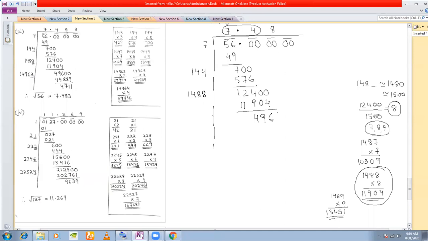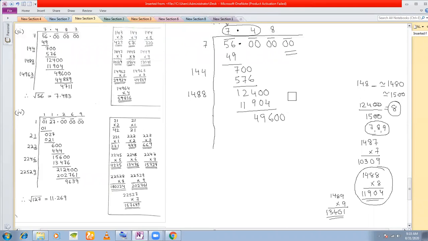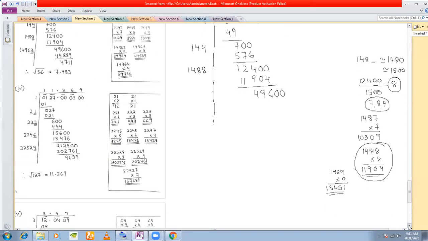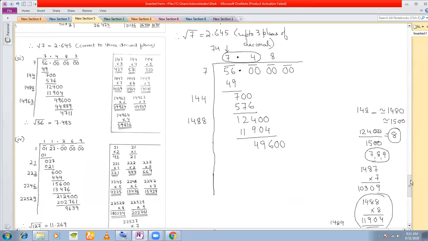And you bring down another 2 zeros. This last pair was left here. You bring down this pair of zeros, the last pair. Similarly, we are going to proceed here also in order to find out the third decimal place. The number that we now obtain is 748, ignoring the decimal point.